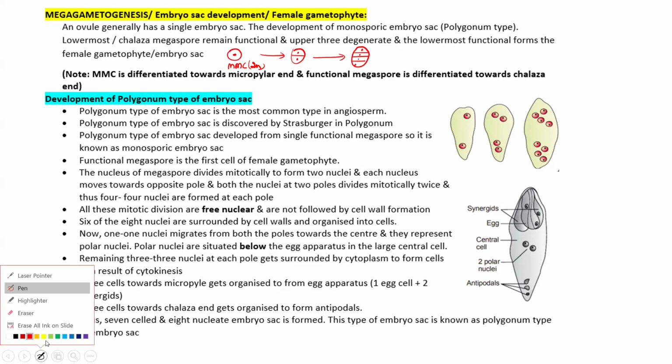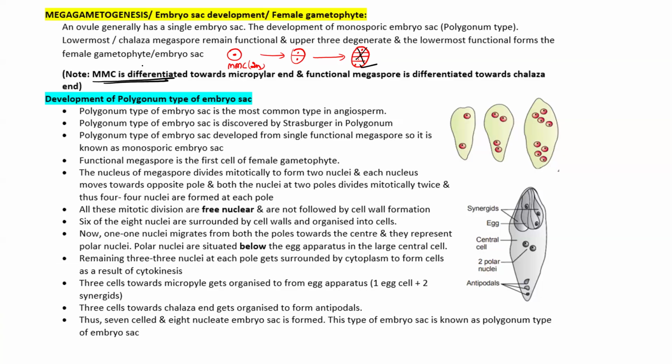Out of these four megaspores, the upper three will degenerate and only the lower one will remain functional, which is used to develop the female gametophyte. So the megaspore mother cell is differentiated towards the micropyle end and the functional megaspore is differentiated towards the chalazal end. Please understand, this is a very, very important concept.